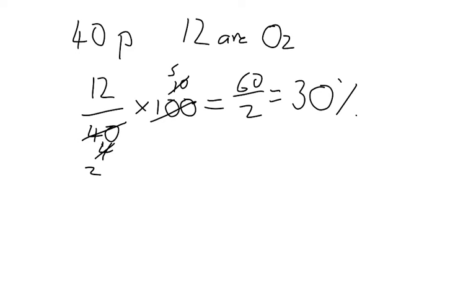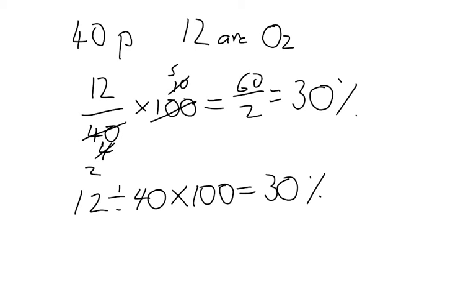It can help you. So just 12 divided by 40. The way you would enter it into your calculator, like all the previous ones, is 12 divided by 40 times 100 equals 30. And we put percentage on it at the end.